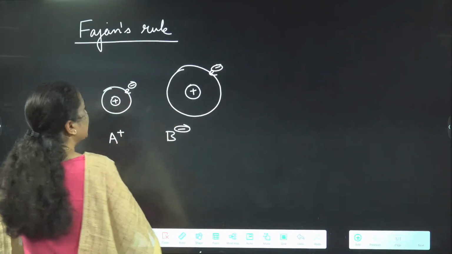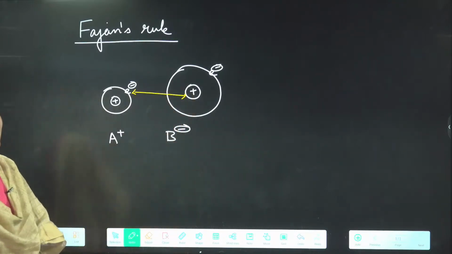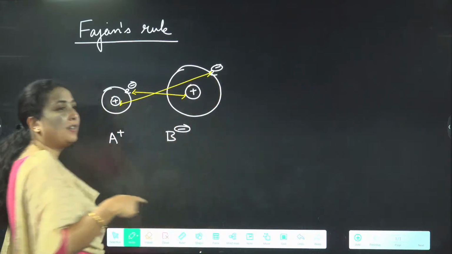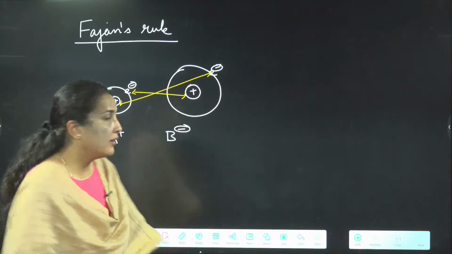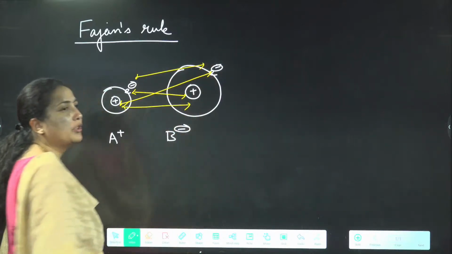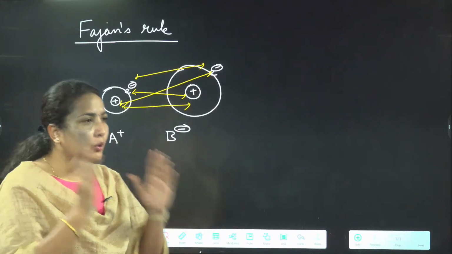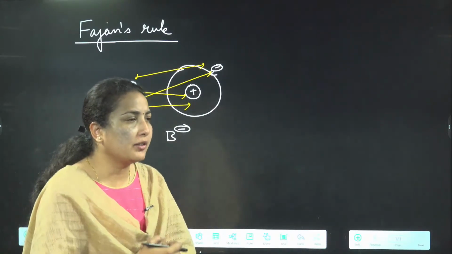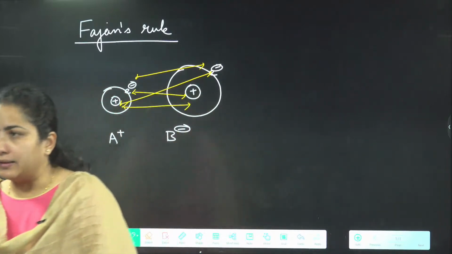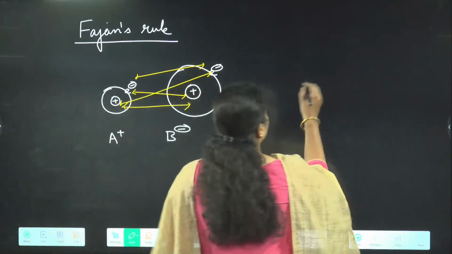What are those interactions which you can think of? There will be attraction between the nucleus and the electron of the other one. Similarly, like this also. These are the attractive interactions. And similarly, you'll have electron-electron repulsion and internuclear repulsions also existing there, right? But if they are still approaching closer to each other, that means the force of attraction is dominating there. Now, let us try to see how the covalent character is introduced here.